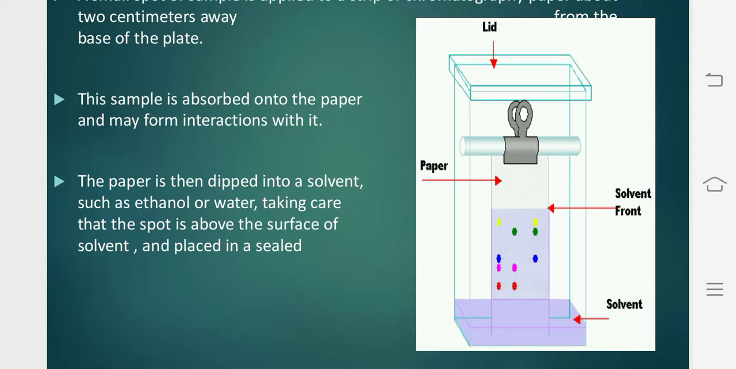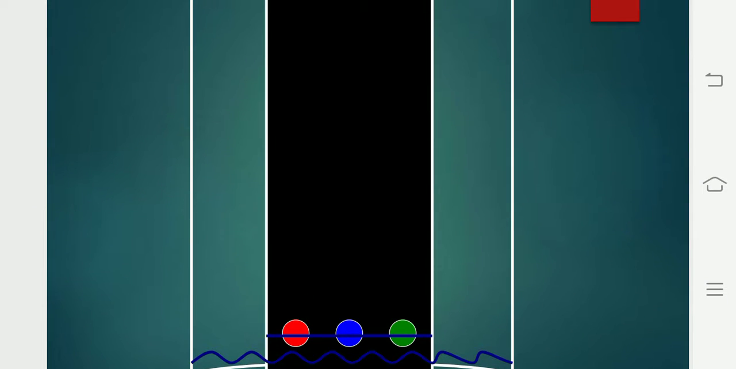When the paper is placed in the solution, with the help of capillary action, the mobile phase runs in the upward direction. The paper is dipped into the solvent, and the solvent may be ethanol or water. This spot moves upward through capillary action. Here you can see the black color shows the chromatography paper, and there are three spots shown in red, blue and green color.